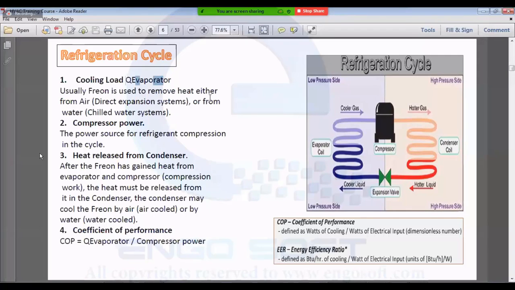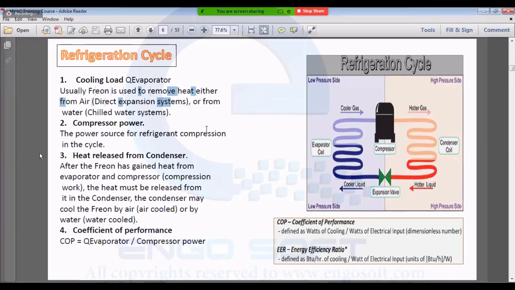So Freon is used to remove heat either from air, like in direct expansion systems, which is the split unit, or from water, which is a chilled water system, like you see in a chiller. In a chiller, the same process takes place, but we are cooling water, and the water is used to cool air at the building. You see the difference?